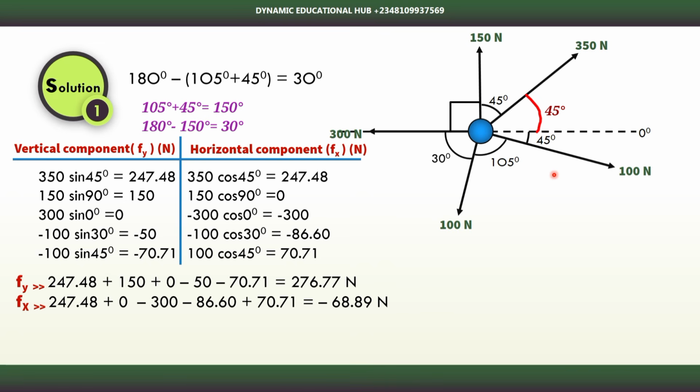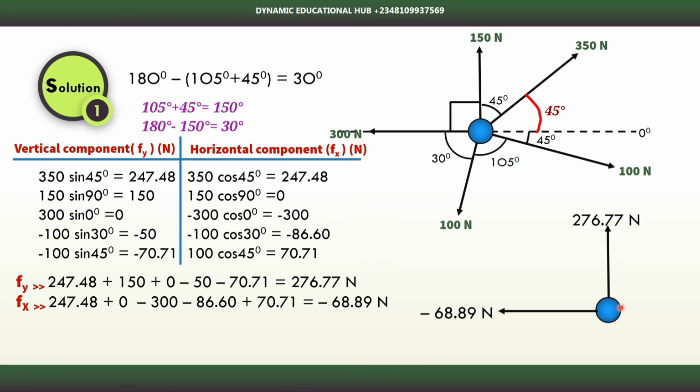This coplanar force system is acting in two planes. We have the vertical plane and the horizontal plane. Now let's draw our diagram to visualize what I'm saying. Instead of having all these forces, if you just have two forces acting like this, it will still have the same effect that all these forces are having. So this is what will happen.